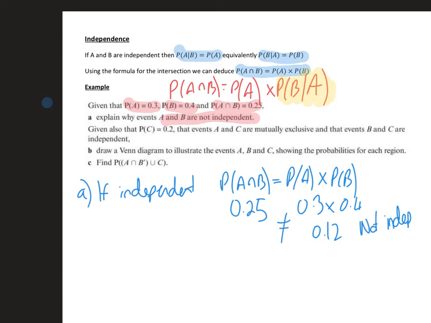Yeah, so if you have to check if something's independent or show that it's not independent, just use that formula and see if it works or if it doesn't work.